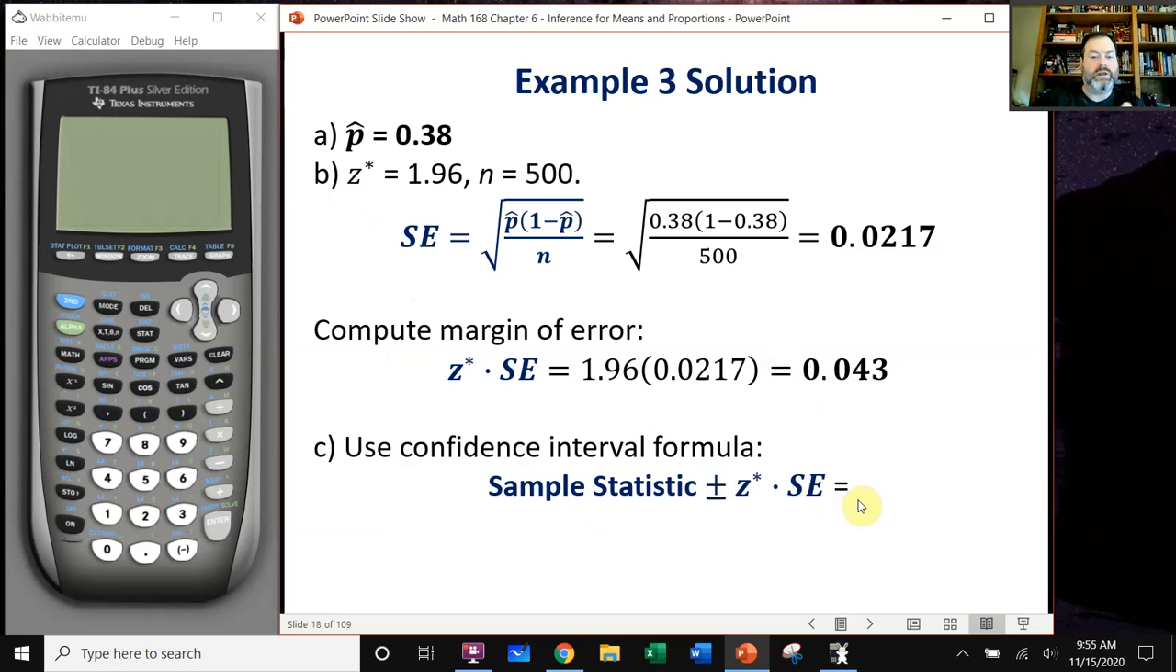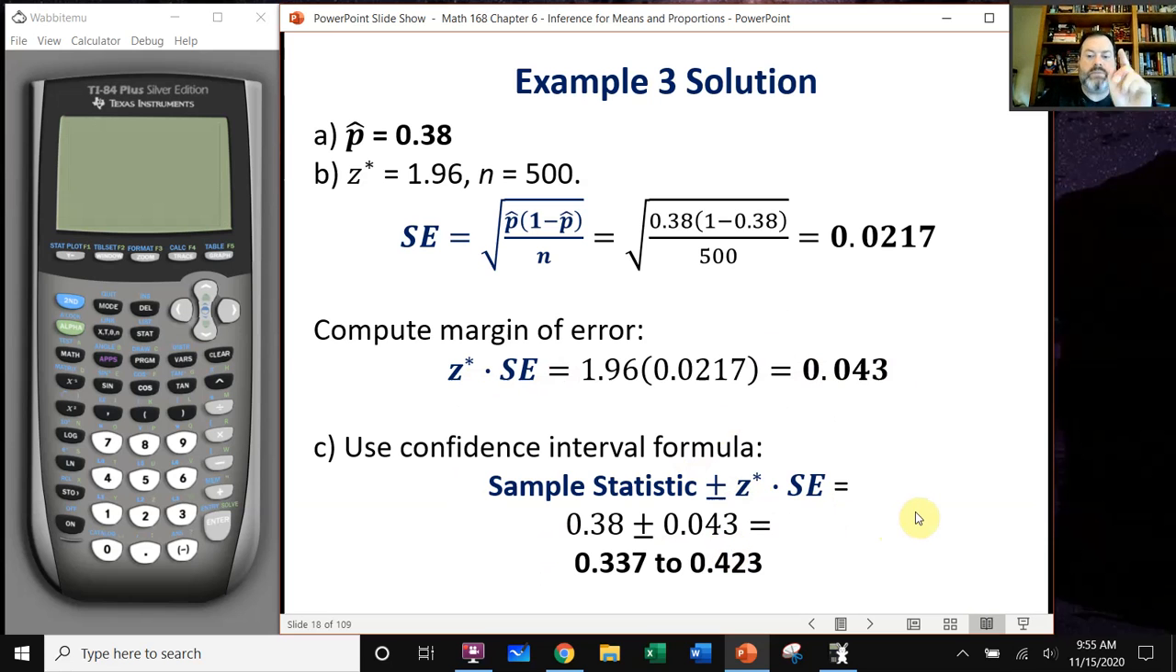So we're just going to use the formula. Notice we've already computed all of this stuff. The sample statistic is here. It's p hat. Z star times the standard error is here. It's 0.043. Just plug in everything. We already have all these numbers. And of course, that's your answer.